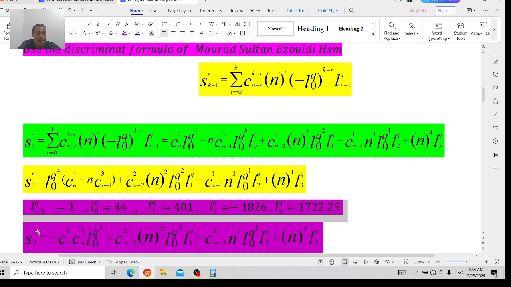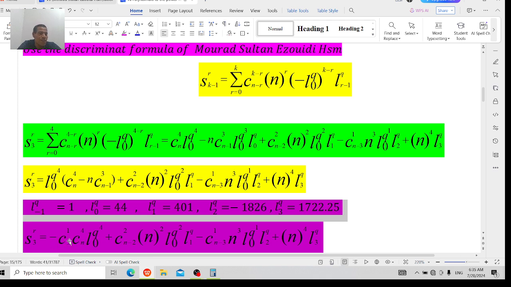S3 of order R equals negative combination 3 choose 1, combination n choose 4, L0 for q to the power 4, plus combination n minus 2 choose 2, n squared, L0 for q squared, times L1 for q, minus combination n minus 3 choose 1, n raised to the power 3 times L0 for q times L2 for q, plus n raised to the power 4 times L3 for the q. This formula, learners, is applied for any polynomial to the power n.